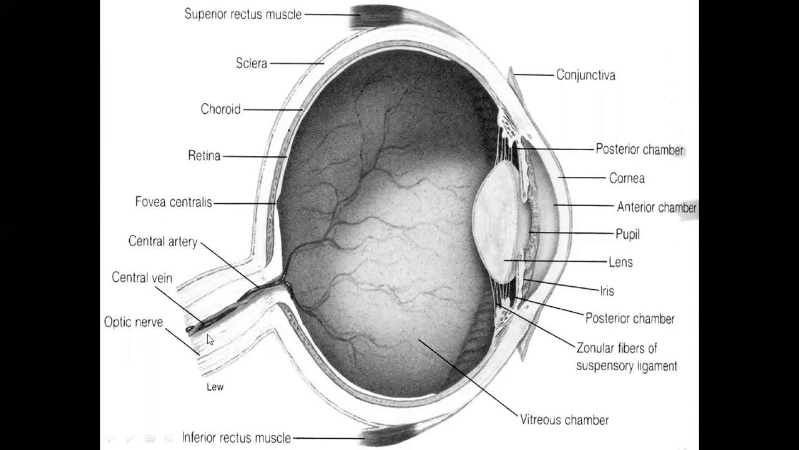Then this is the optic nerve, the central vein, the central artery, the fovea centralis, the retina, the choroid, the sclera, and the superior rectus muscle. These muscles support the structure of the eye so that the eye is able to do its proper functioning.